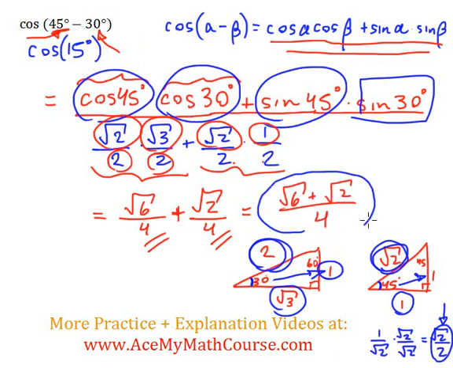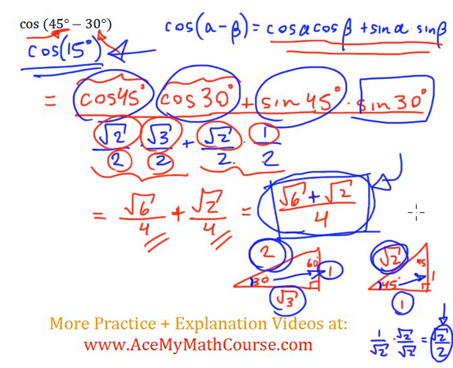That is the answer. So cos of 15 degrees is equal to the square root of 6 plus the square root of 2 all over 4. And if you want to confirm and check, go ahead. Plug that into the calculator. Then plug this. And of course, they must be the same, because we've done this right. That's it.